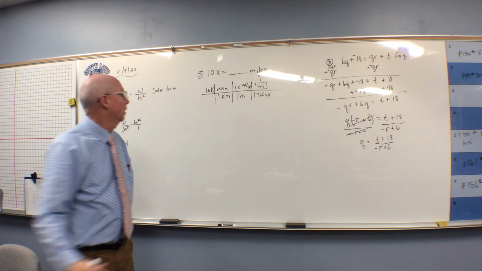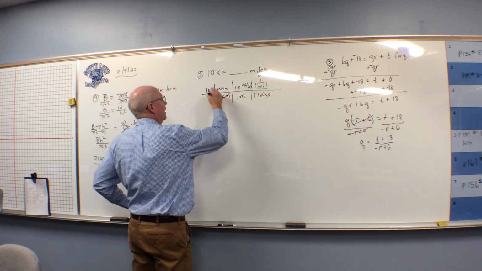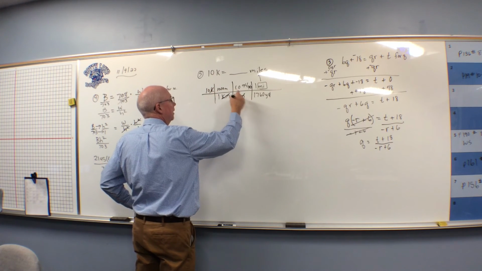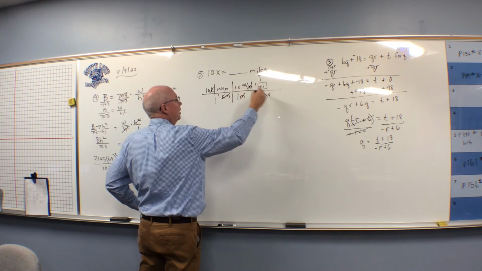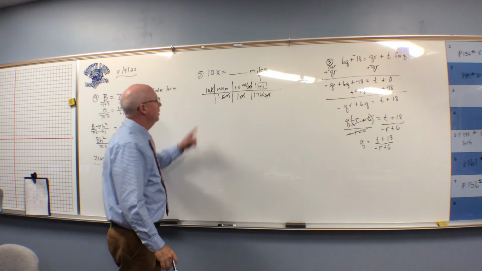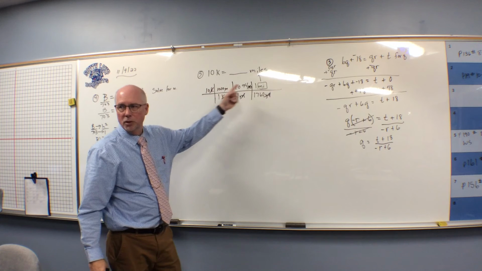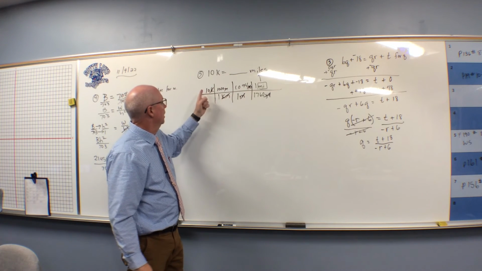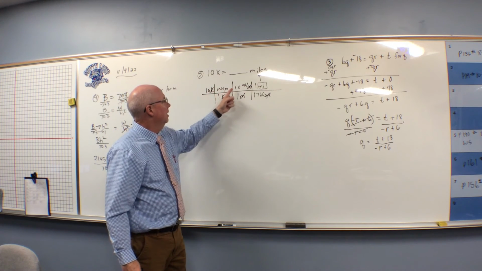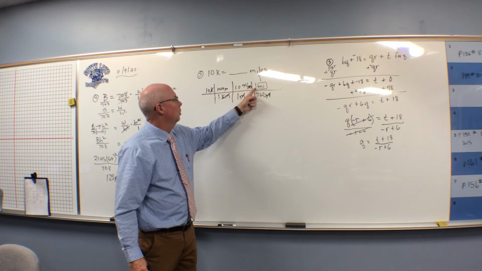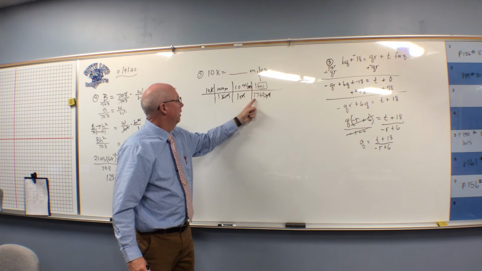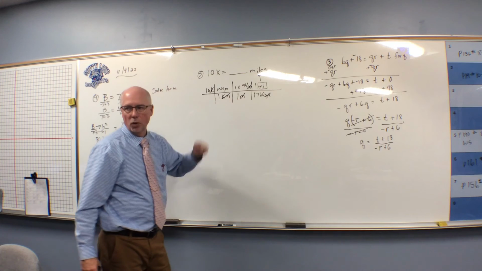Now let's cancel. So this kilometer cancels with kilometers. This meter cancels with meters. And then these yards cancel with that yard. So what I need to do is, remember, take all the top, multiply it, and divide by the bottom. So we're going to take 10 times 1,000 times 1.094 times 1. We don't have to multiply by 1. Divided by 1,760, because these are both ones.